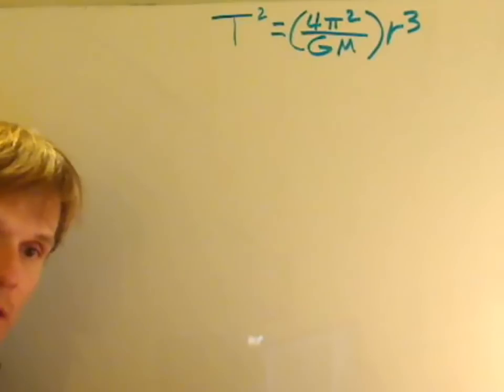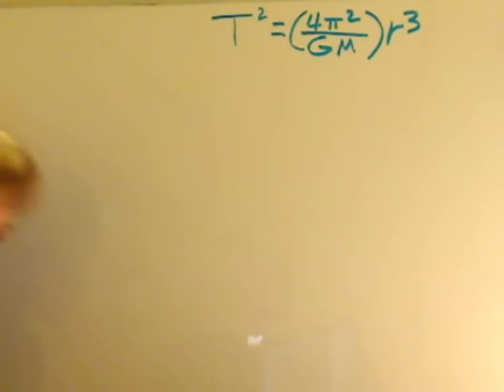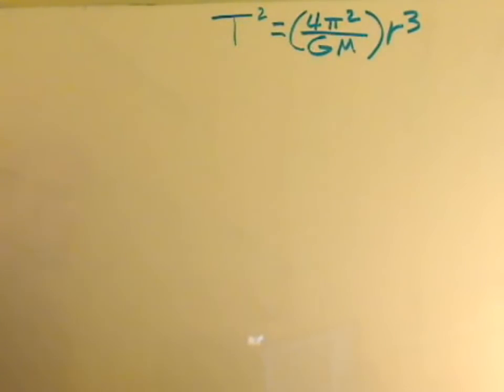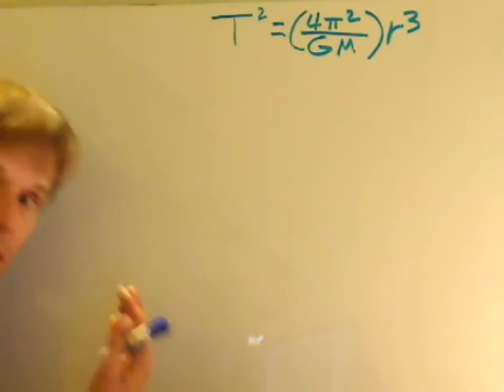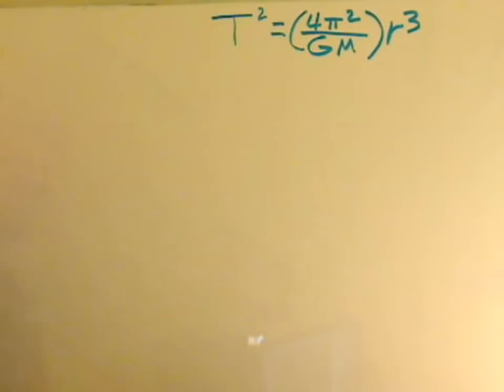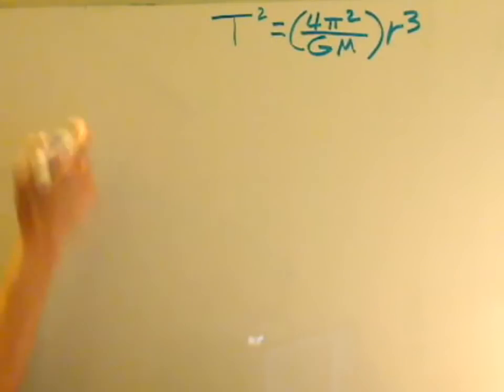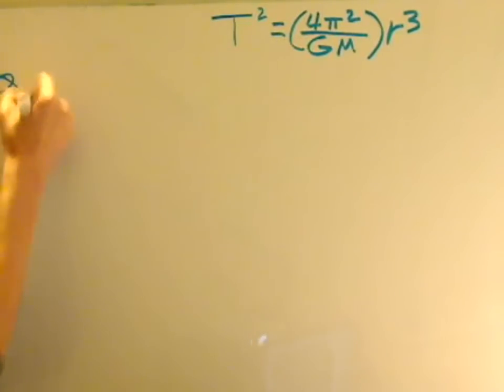Okay, so these are the two Kepler's law problems that are at the end of that lecture. Let's go through and do these two examples. For the first example, we've just written Kepler's third law up here, and let's start with part A.